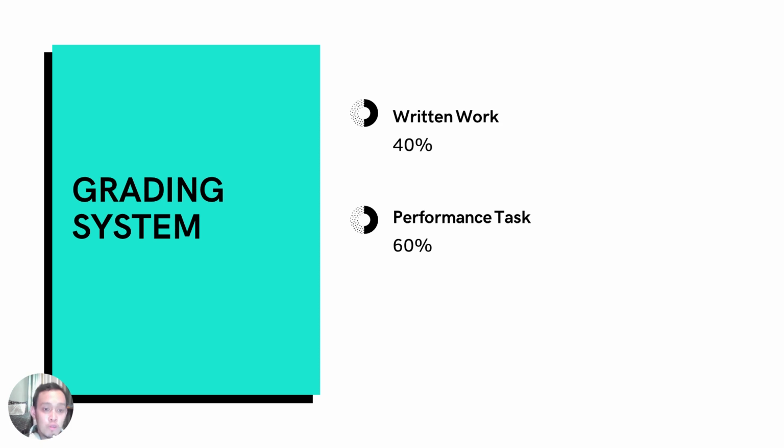So how will you be graded? 40% of your grade will be coming from your written work, and 60% of your grade will be coming from your performance task.